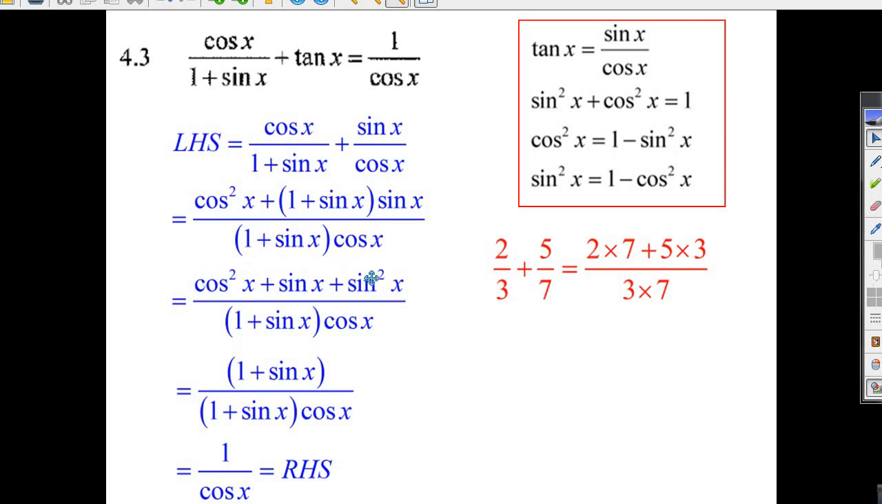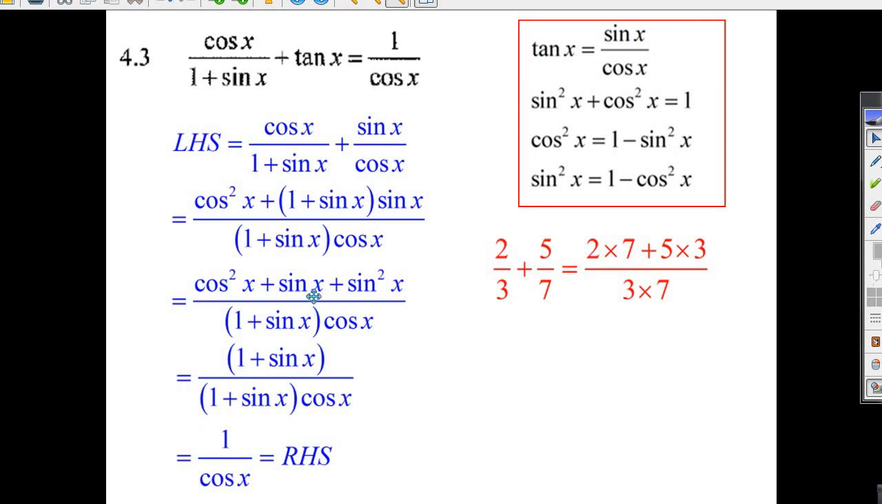Oh, but look, cos squared plus sine squared. Cos squared plus sine squared, we can rub it out, and we can put 1. So we've got 1 plus sine x on the top. I put a bracket around it. 1 plus sine x on the bottom.